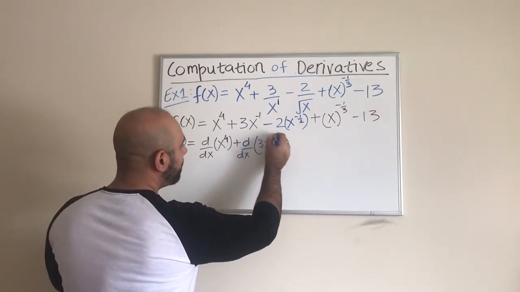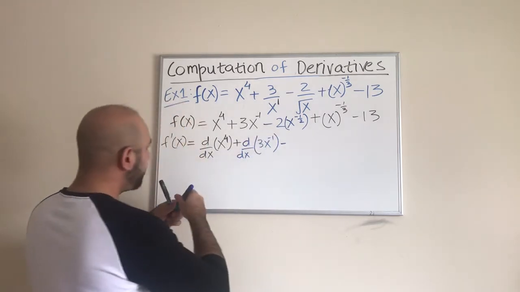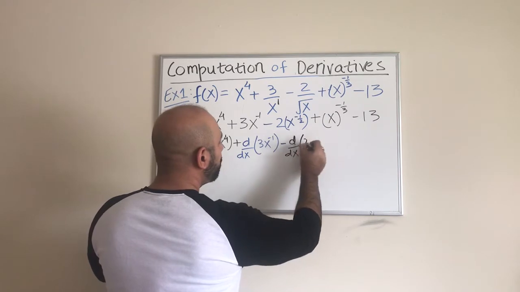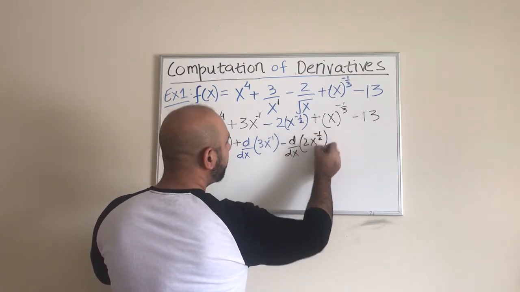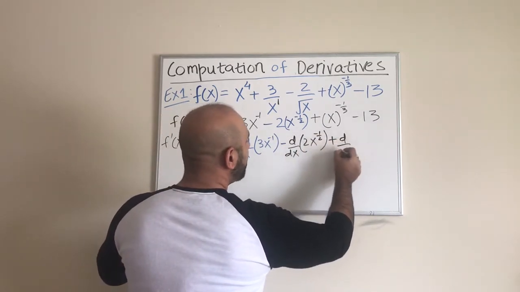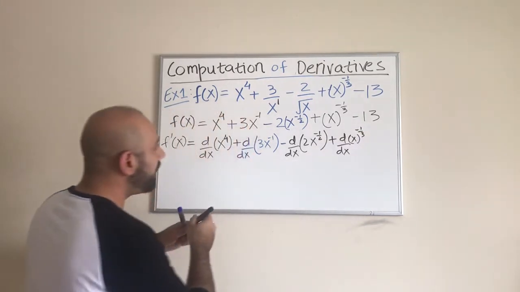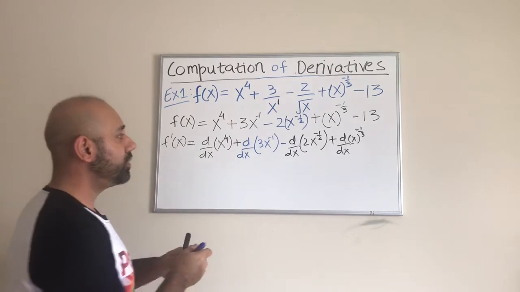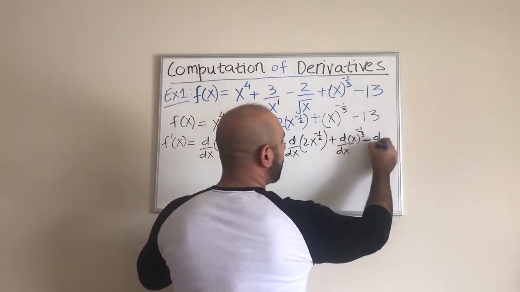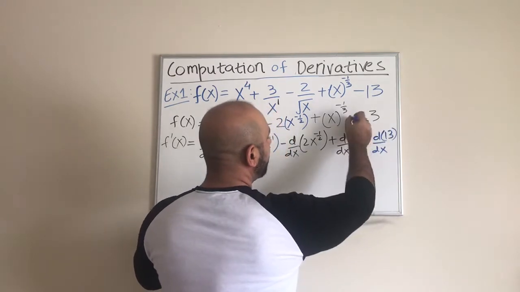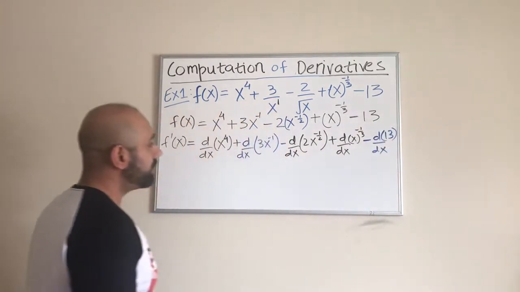3x to the power -1. Then there's a minus here. We got to keep that minus. Then d over dx of 2x to the power -1/2. Then I have a plus d over dx of x to the power -1/3. And finally, we have to take the derivative of -13, minus d over dx of 13. Okay, I already took that negative out, so it's just the derivative of 13.